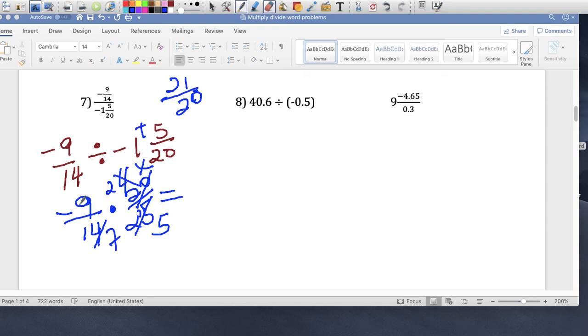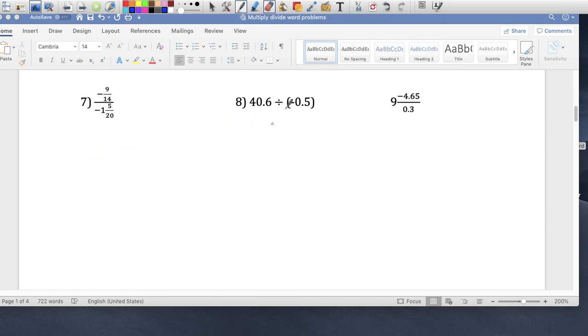I can multiply. On top, I'm left with 9 times 2, which is negative 18. Oh, that's a negative 2, so it's going to be negative divided by negative. So everything's going to be positive. 7 times 5, 35. Okay. Over here, we're going to do 40.6 divided by 0.5. It's going to be negative. So the answer here, positive divided by negative, is going to be simply a negative.